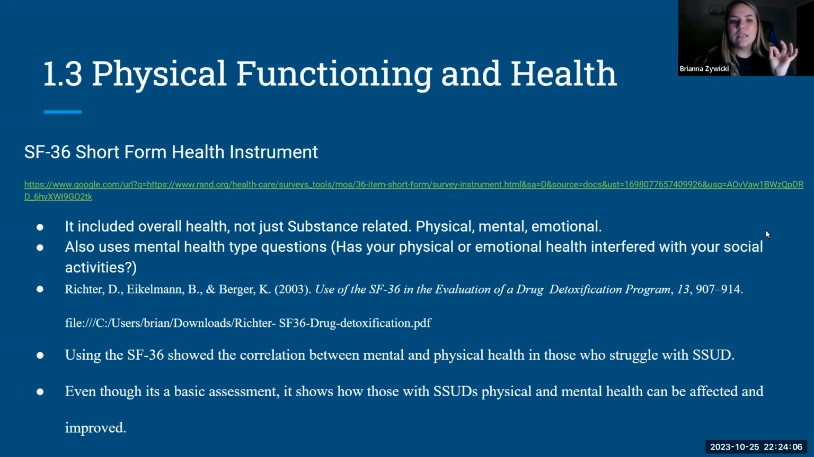And then the article that I picked for this one is an article where it's given to people who are going through a drug detoxification program. So they're given the short form 36 before and then given it again at the end, similar to the last one. But this one really showed how the physical health really depended on the mental health.